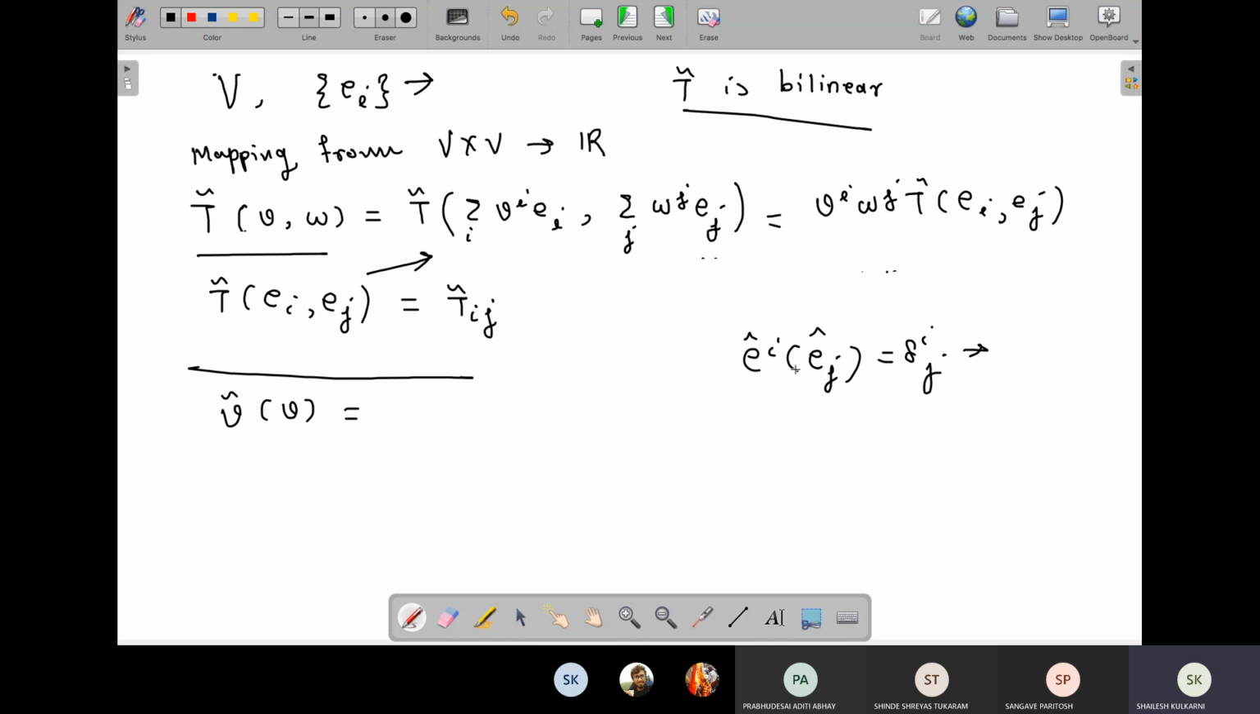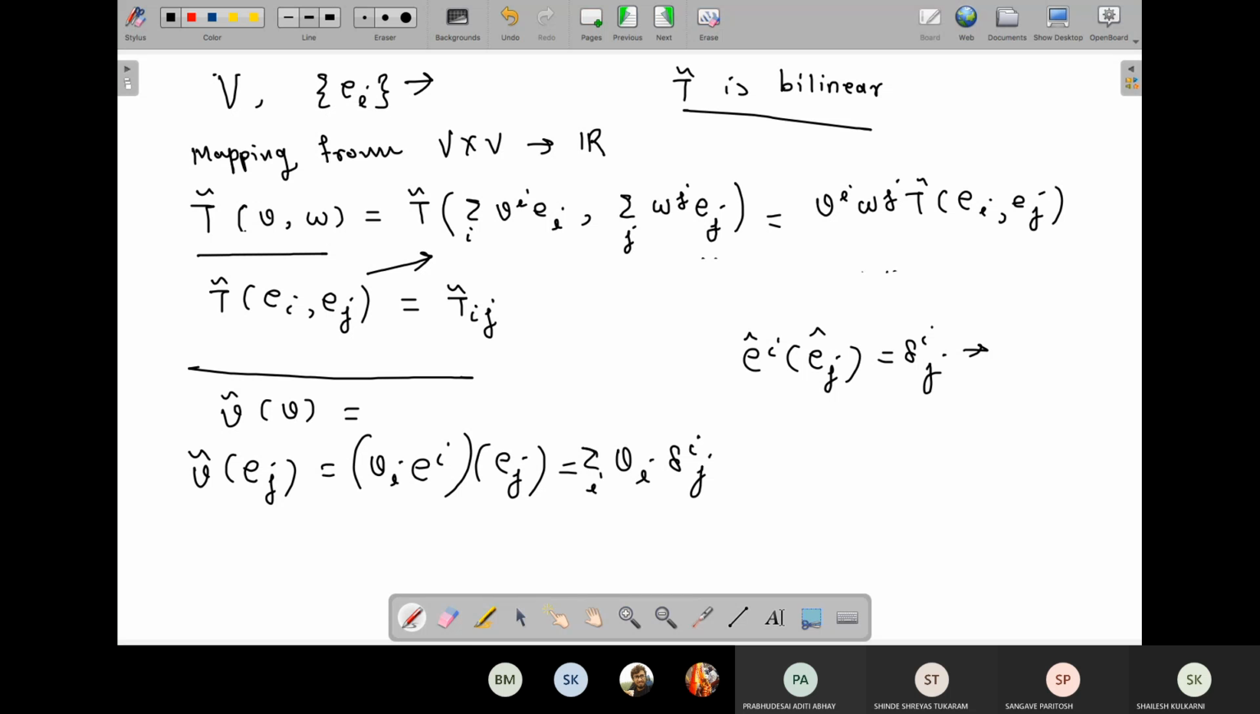Given this thing, I can express any dual vector as a linear combination of this. And I know through this relation what V tilde acting on EJ is. V tilde I can express as a linear combination of EI. This is my V tilde, and I am acting on EJ. What am I going to get? VI, delta ij, summation over I. So this will be your VI. This is how you define your VI.